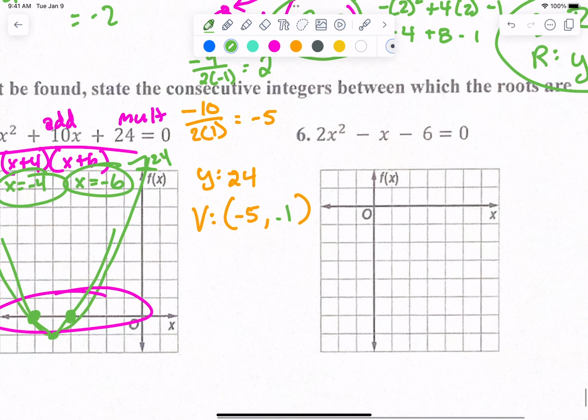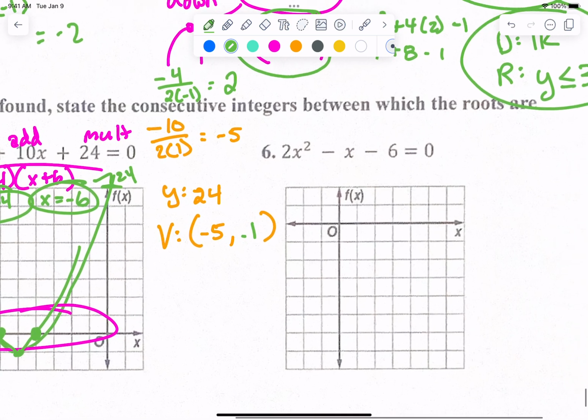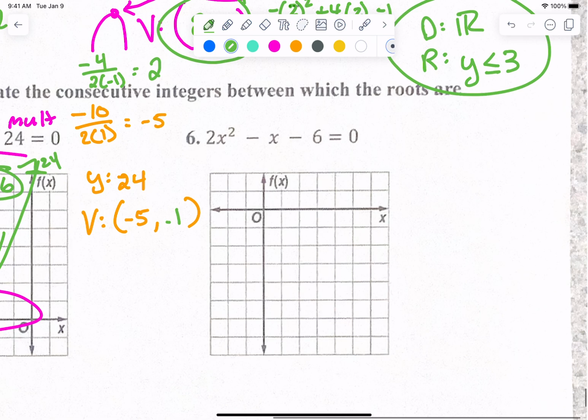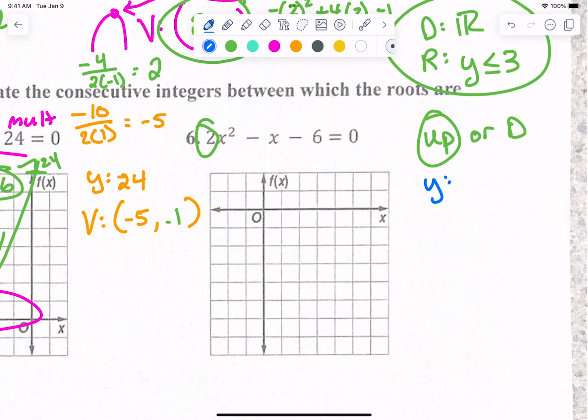Number 6 is the same way. Should we graph it the same? Okay. Is it going to go up or down? Up. It's going to go up because the 2 is positive. What's the y-intercept? Negative 6. Plot it. And it's going up, which means it's probably going to come down like that, right?